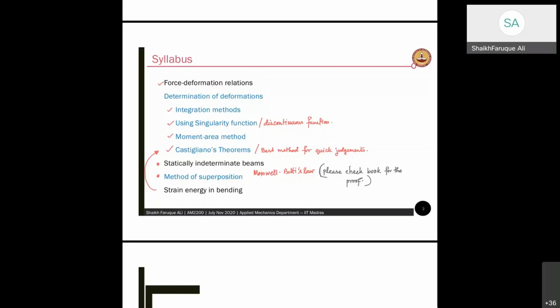And it will also help people who are looking for higher studies, in the sense of subjects like finite element methods and solid mechanics. It will be very good for them to go through this. It is a very nice proof, right? And finally, we will end it with strain energy in bending, which will help us to find Castigliano's theorem.